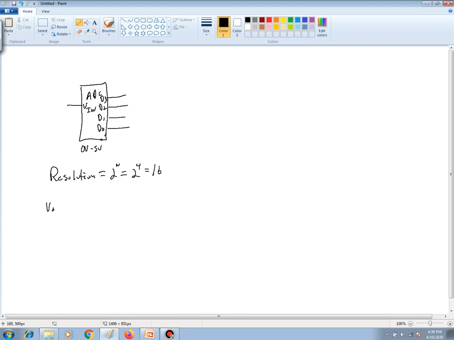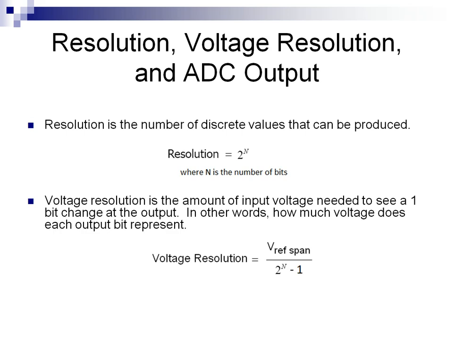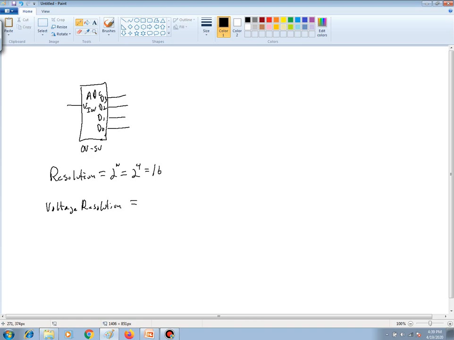Now, let's figure out the voltage resolution. Voltage resolution is equal to, as we just saw, the reference span divided by 2 to the nth minus 1. The reference span, again, is the range of conversion. That's the 0 through 5 volts I was speaking about. So the voltage resolution here is going to be the span, from 0 to 5 volts, so the span is 5 volts. We have a span of 5 volts divided by 2 to the nth minus 1. Well, 2 to the nth was 16, minus 1 is 15.